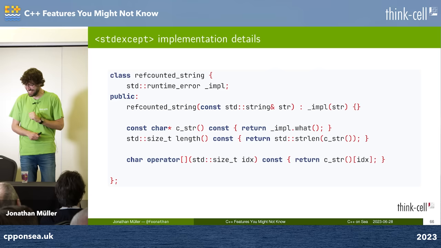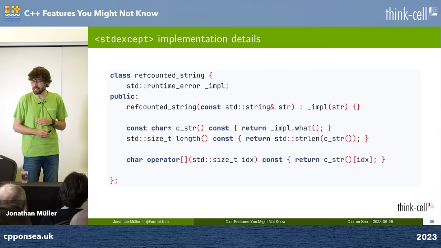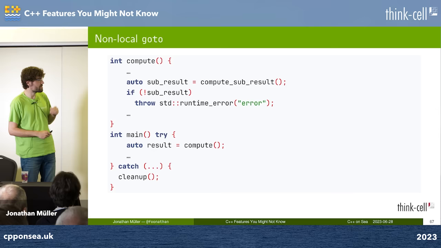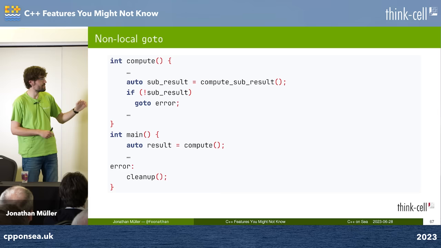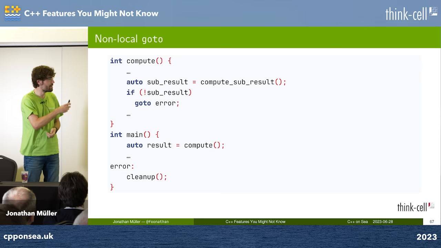So, the data structures you find in the standard library. Of course, exceptions are used for error handling. So if you've got a function that throws an exception, and then we go to the catch block, we go to the error case. Except this one doesn't compile because you can only goto within one function. You cannot goto through another function. Well, you cannot goto, but you can jump there.